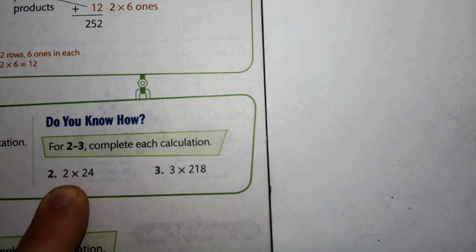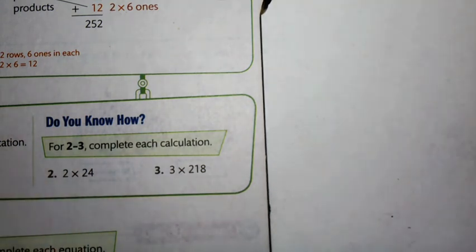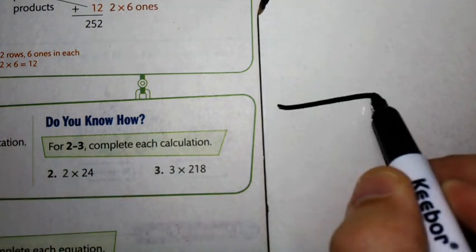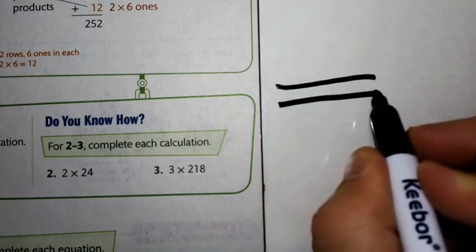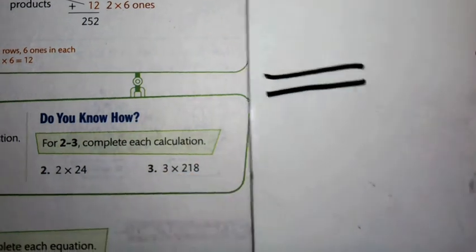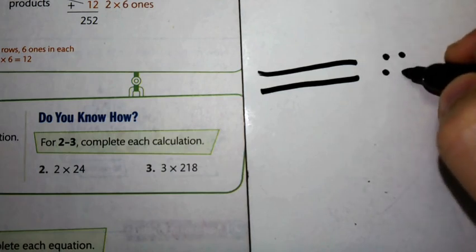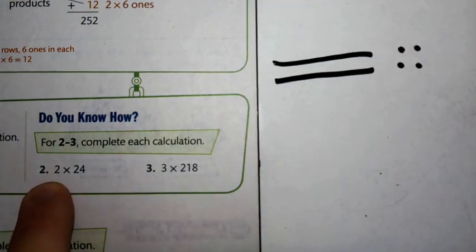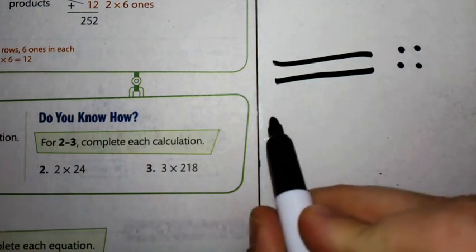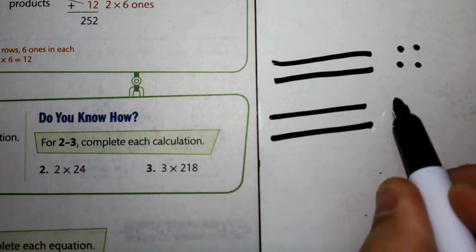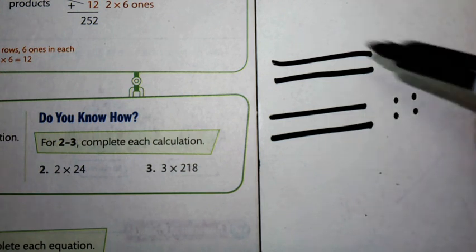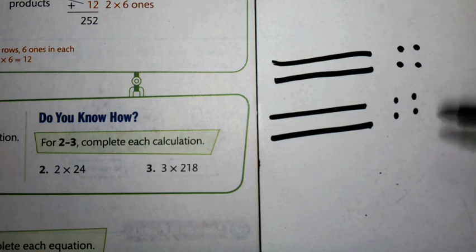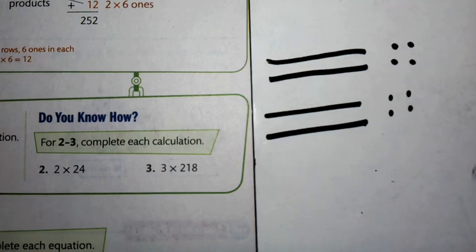Number 2 says I need 2 rows with 24 in each one. Well, when I'm drawing my arrays, this is how I represent a group of 10. It's just called a straight. So I've got 10, 20, and then I need 4. So 1, 2, 3, 4. I need 2 rows of that though. So 10, 20, 1, 2, 3, 4. Okay. This array helps me to be able to figure out how many I've got all together.